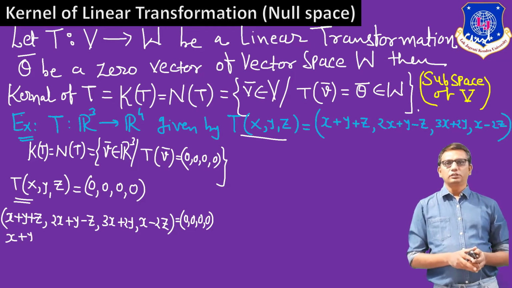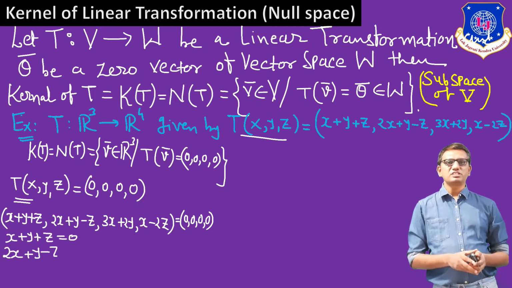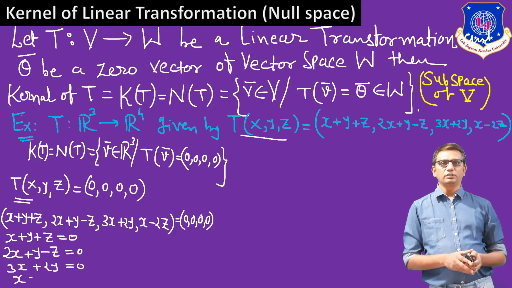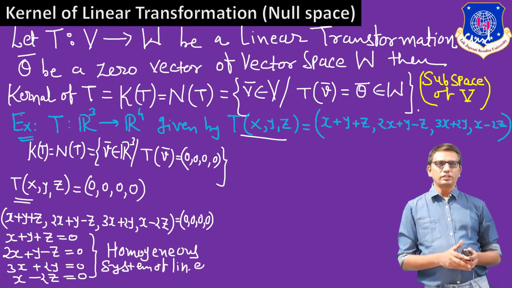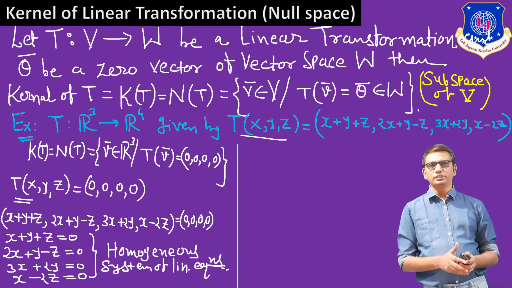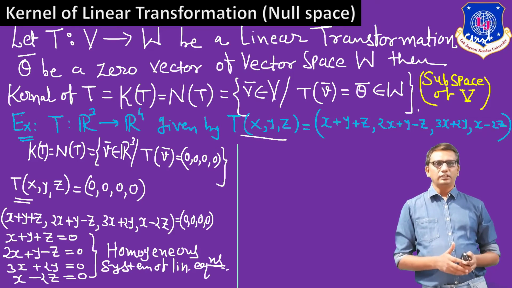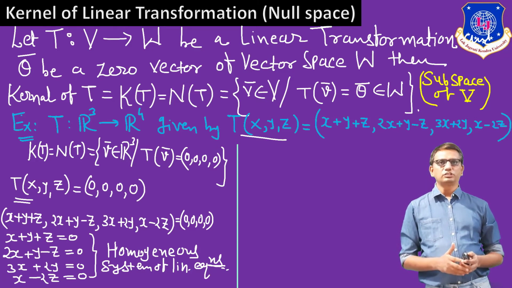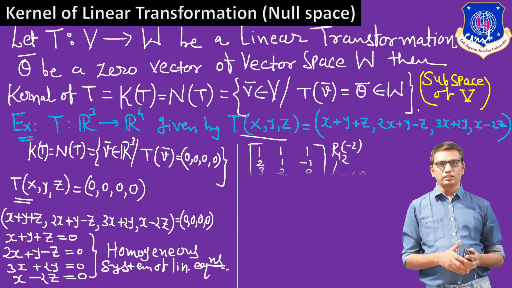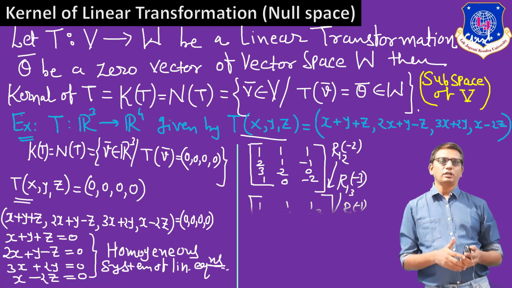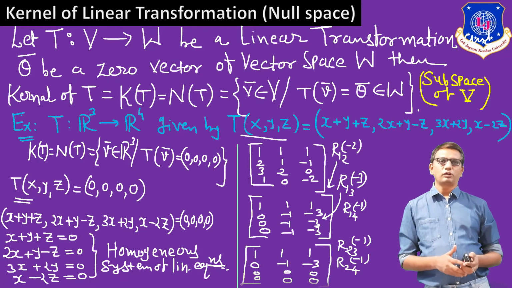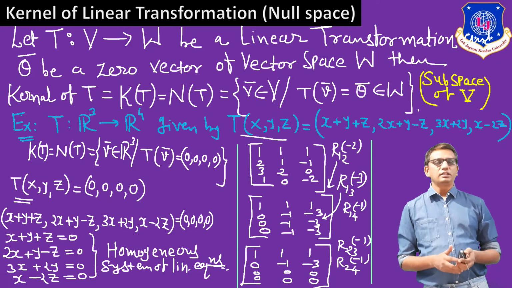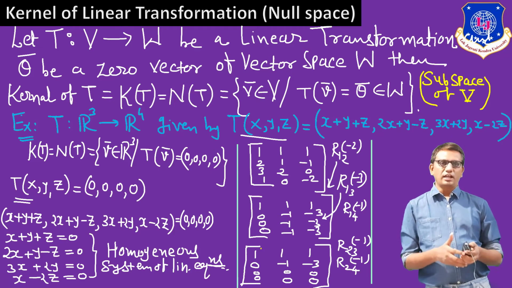So here we have equations and the right hand side will be 0. So we have x + y + z = 0, 2x + y - z = 0, 3x + 2y = 0, x - 2z = 0, which is our homogeneous system of linear equations. Now we know how to solve a homogeneous system of linear equations using the Gauss elimination or Gauss-Jordan elimination method. So here we are applying the Gauss-Jordan elimination method or Gauss elimination method for solving this type of homogeneous system of linear equations.